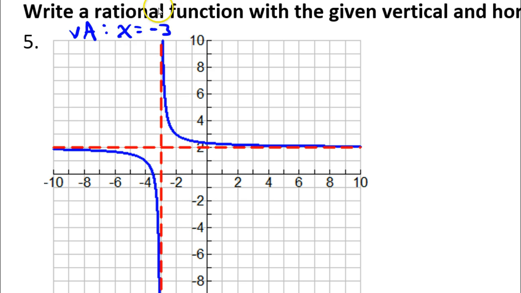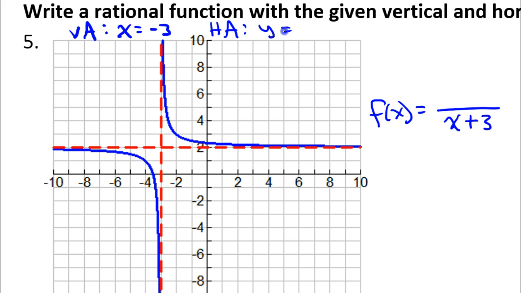Now, vertical asymptotes come from the denominator of a function. So right away that tells me something. If I'm going to have a vertical asymptote at -3, that would happen if the denominator were x plus 3, because you set it equal to 0 and solve to get the vertical asymptote. So far so good. Now, I have a horizontal asymptote at y equals 2.